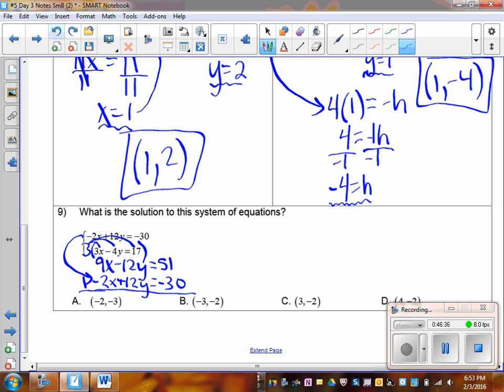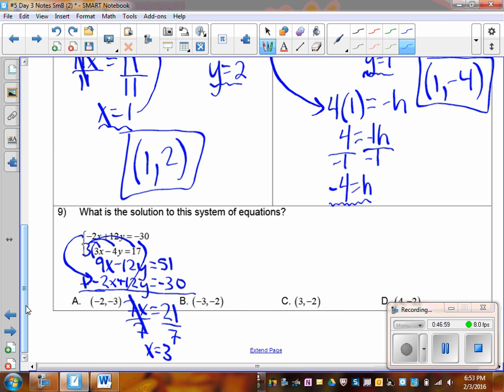And when I add these together, 9x and negative 2x is 7x. Negative 12y plus 12y cancels out. And 51 plus negative 30 is 21. So 7x is 21. Divide by 7 on both sides. And x equals 3. So you can look at our answer choices, and anything that has x equals 3 is a possible answer.